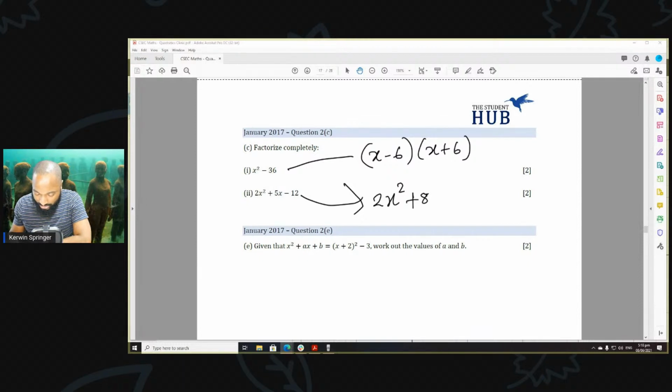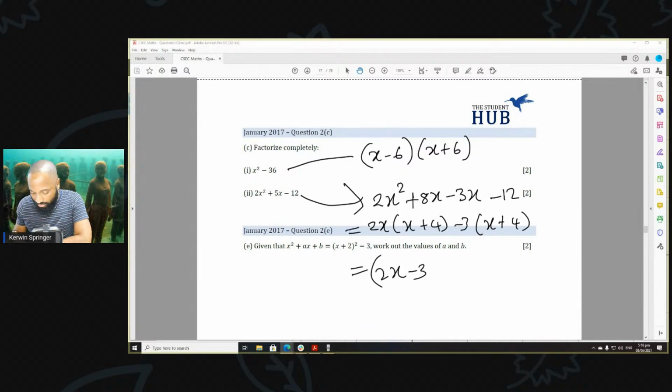So plus 8x minus 3x minus 12. And then I'll be like 2x into x plus 4. Put back my x plus 4 here. I feel like we factorized the same thing already today, yes? So this is going to be 2x minus 3, x plus 4. Make sure you get quick, good, nice, clean with that.